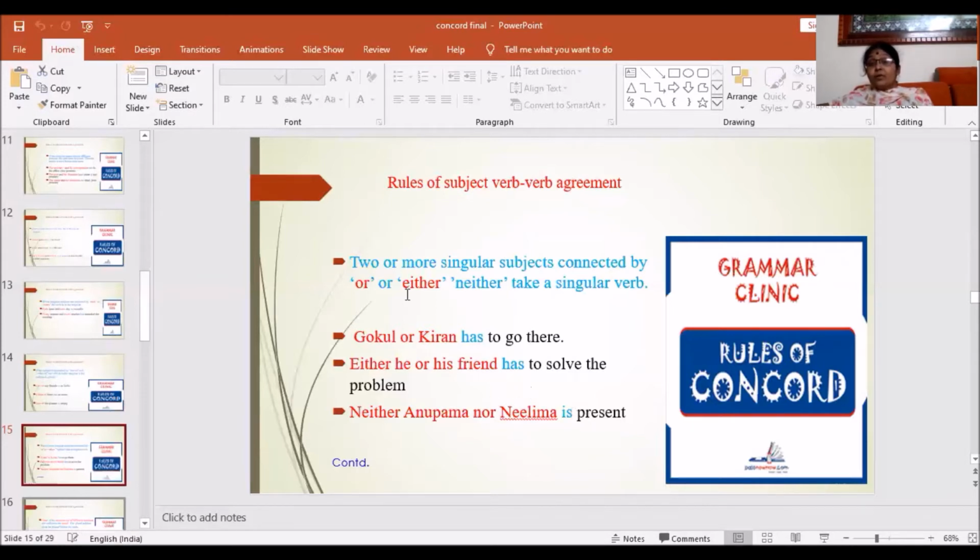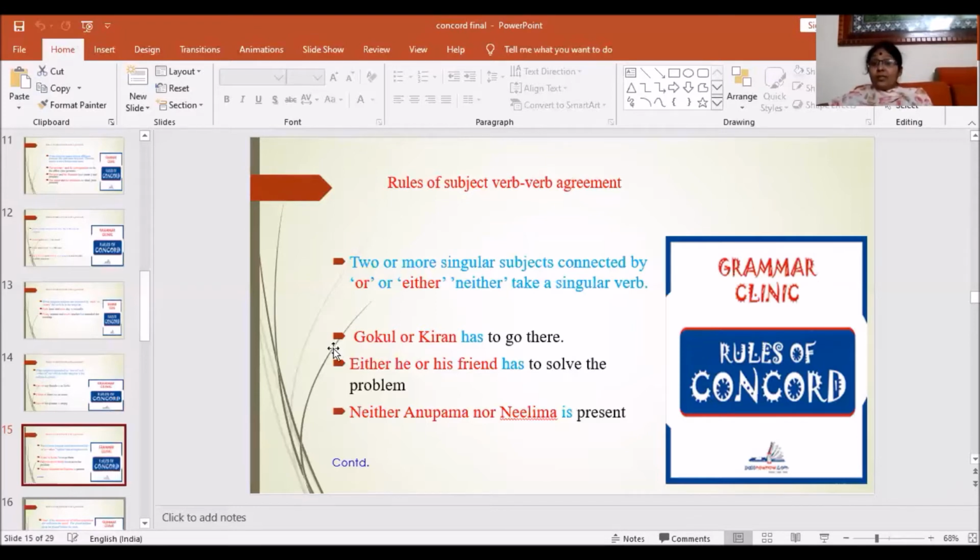So, what do we learn? Two or more singular subjects connected by or, either, neither, nor take a singular verb. Example, Gokul or Kiran has to go there. Either he or his friend has to solve the problem. Neither Anupama nor Nilima is present. Is it clear?